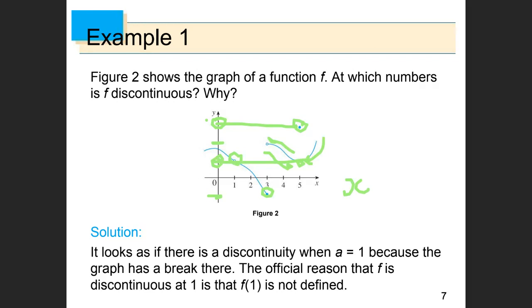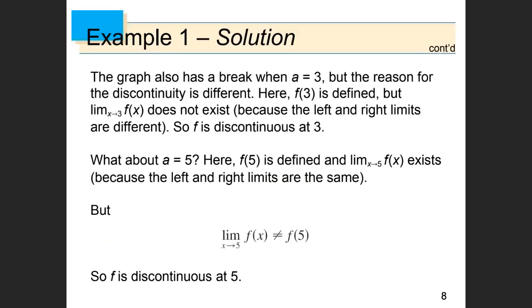There we go. There they say f of 1 is not defined. So we know why at 1 there is a problem. We also saw that at 3 there was also a problem because the limit does not exist.